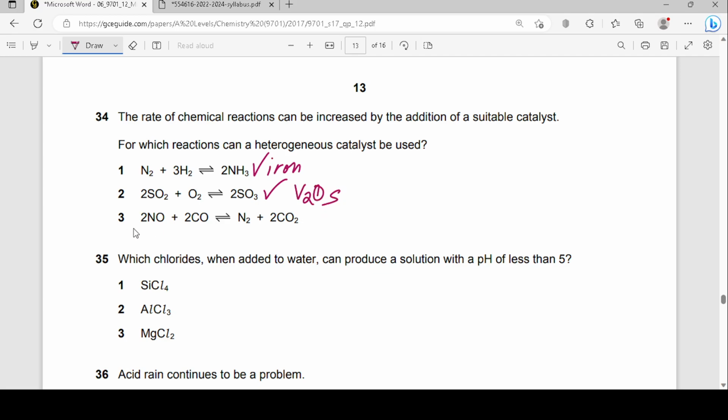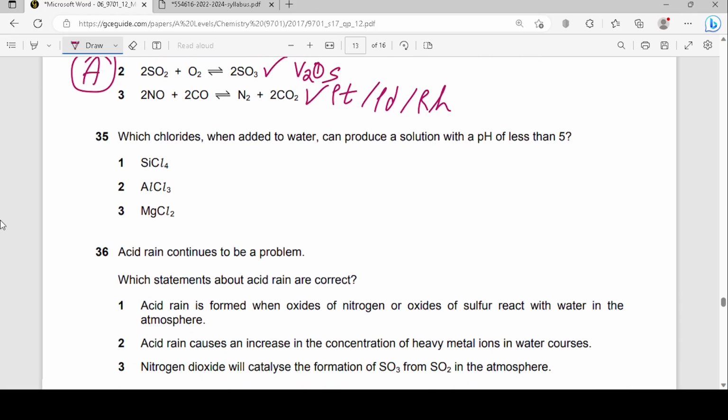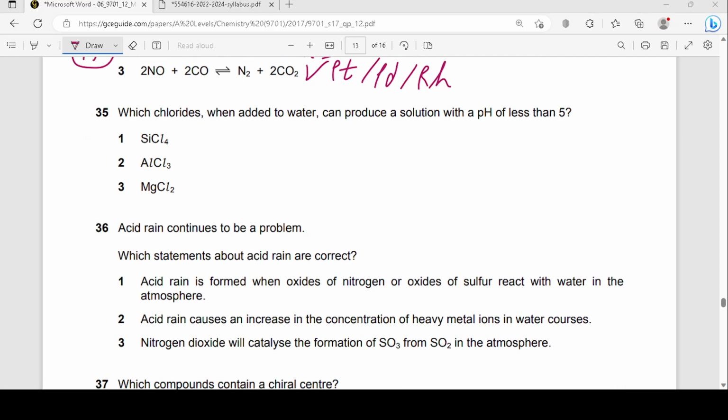And 2NO plus 2CO gives you N2 plus 2CO2. That's a reaction in the catalytic converter, and in the catalytic converter, these are all gases. You use platinum or palladium or rhodium. I'm not sure if rhodium is Rh, I think that's the symbol. Those are solids, whereas the reactants are gases, so again it's a heterogeneous catalyst. That's why for all these reactions, a heterogeneous catalyst can be used. So the answer is going to be A. Okay. Now, question number 35.